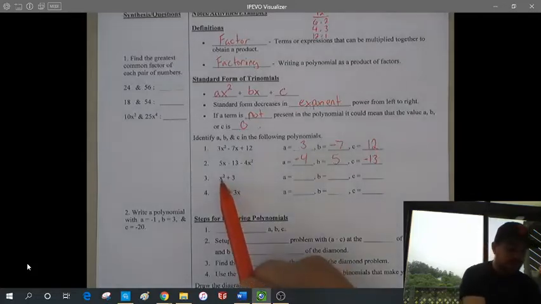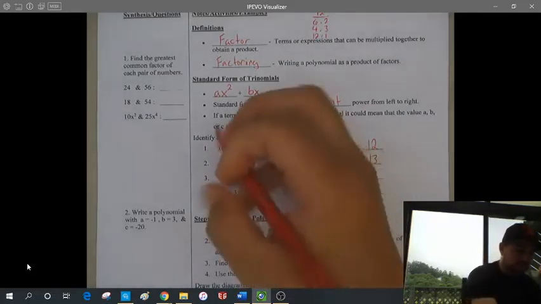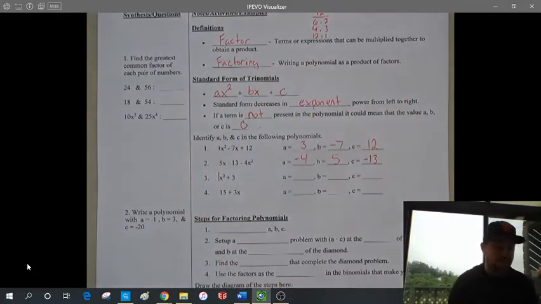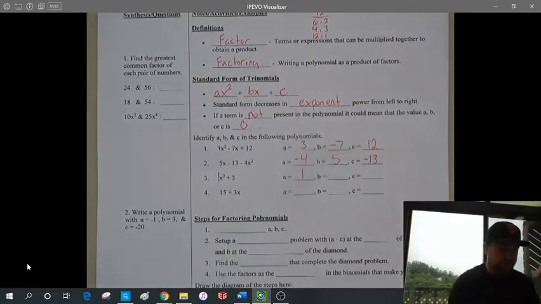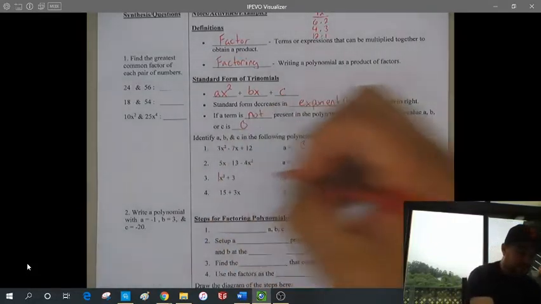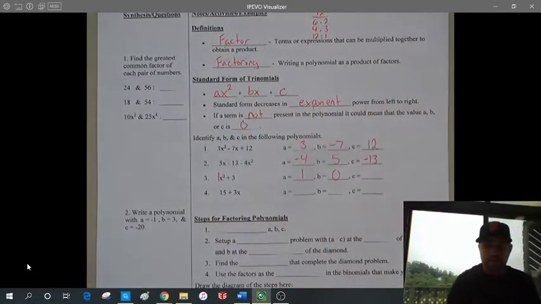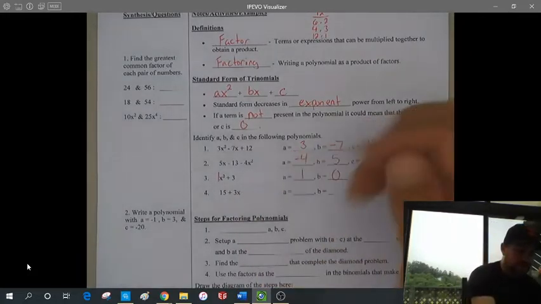So in this case, x squared is there, no number in front of it. But remember, if it's there, that means that there is 1 present, right? So we put that invisible 1 in there. And so the a value here is 1. The b value, since there is no x term, since it's not there at all, that's where the 0 is going to come into play. And then we do have a constant, and that's 3.